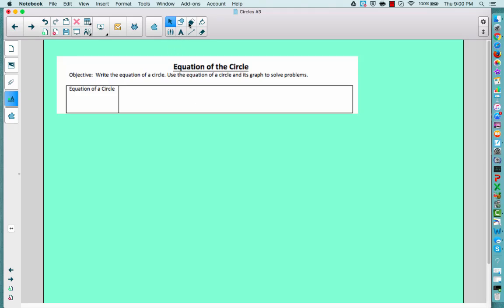Hello, so today we're going to be talking about the equation of a circle. We've been spending a lot of time recently talking about circles. And actually, we can graph circles in the coordinate plane.